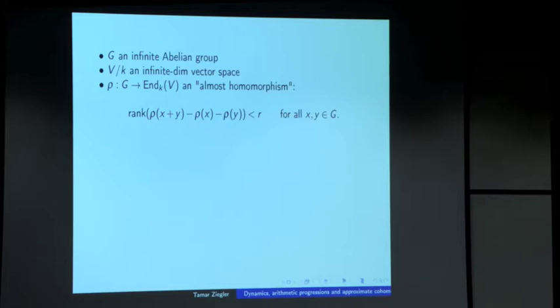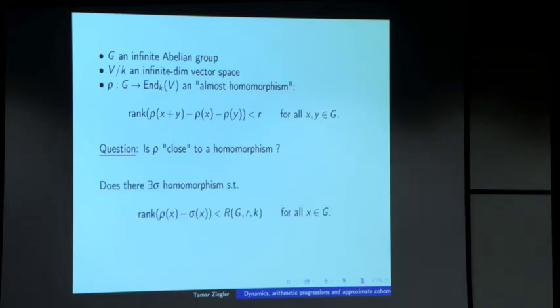And the question we want to ask is the following. So the question is, is rho close in the same sense? Is it close to a true, honest-to-God homomorphism? So what do I mean by that? Can I find a homomorphism sigma such that for all x in G, the rank of rho of x minus sigma of x is bounded by some number that can depend on the group, definitely can depend on the group and on the field, but definitely depends on r. So something that depends on r. So maybe 56.